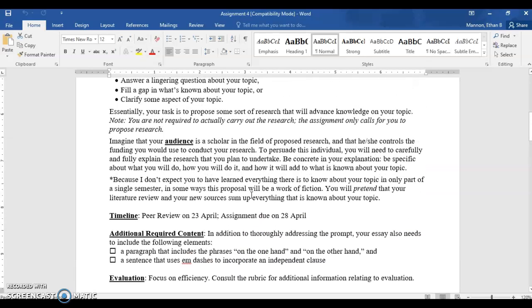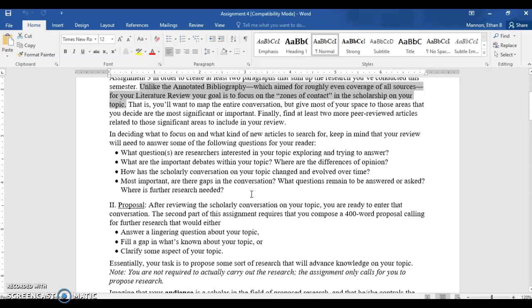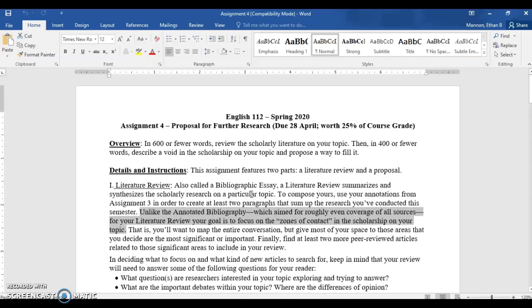Okay. If you have questions, remember to use the question and answer forum on Moodle. And that way, when other people have the same question, they can find the answer there, or I can direct them to the answer there.